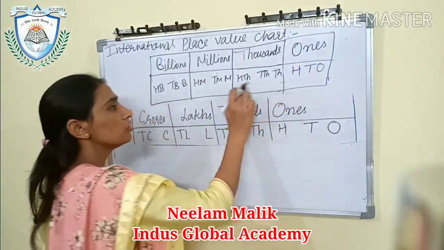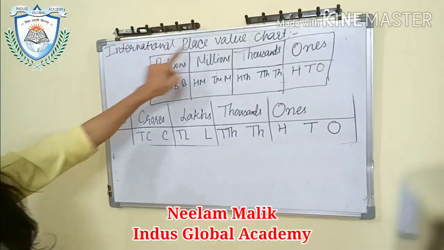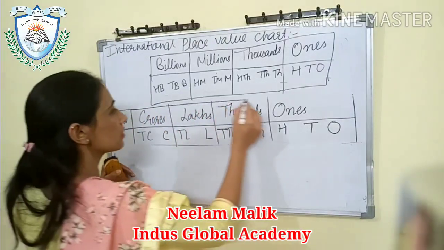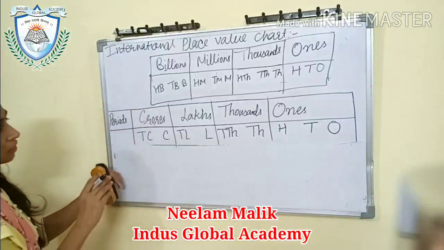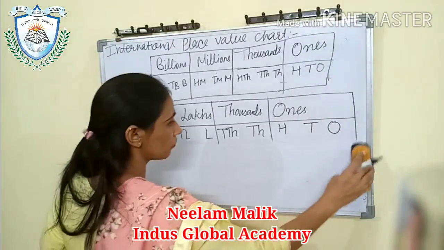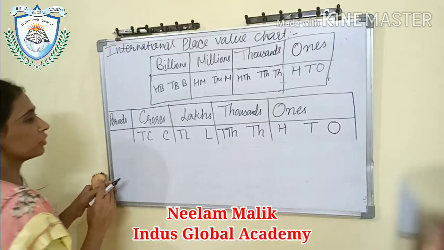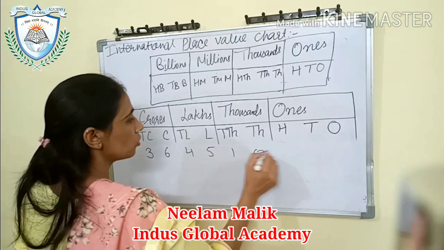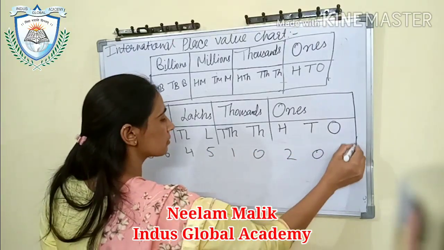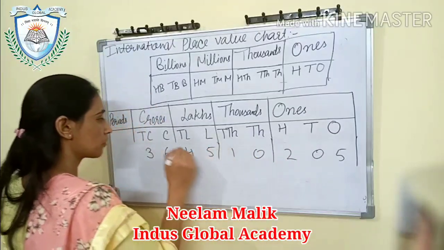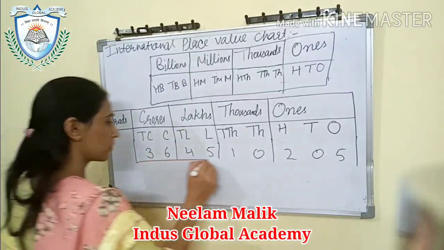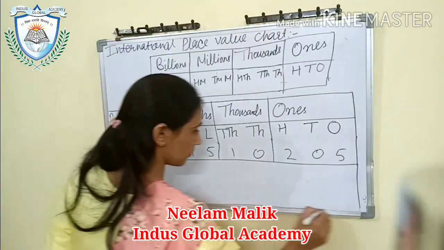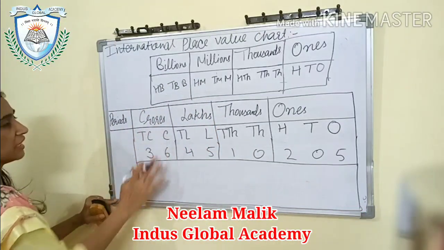If we compare these two systems, the international place value system and the Indian, this is your Indian. If we compare these two, if any number is given to you, suppose I am having 36, 45, 10, 205 like this. Let's complete this. So this is in Indian.